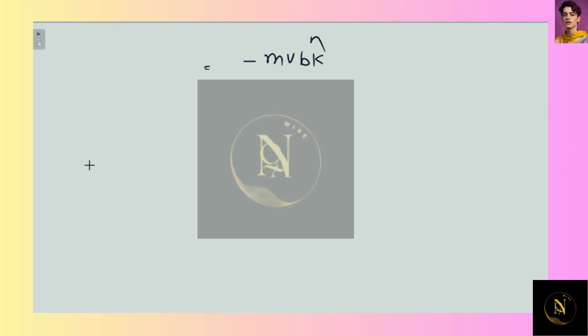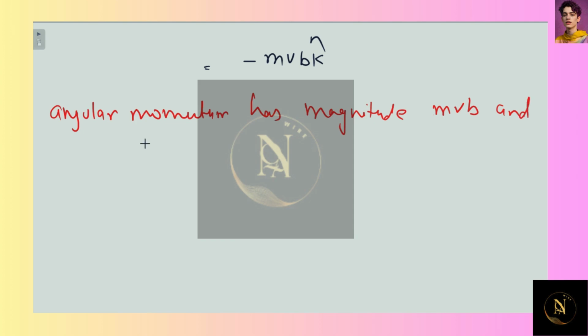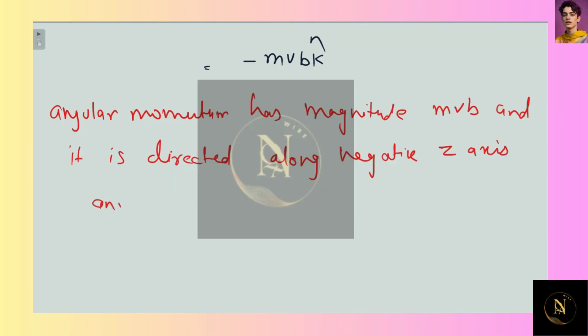So we can say that angular momentum has magnitude mvb, and it is directed along negative z axis, and it is constant because all the parameters in this are constant.